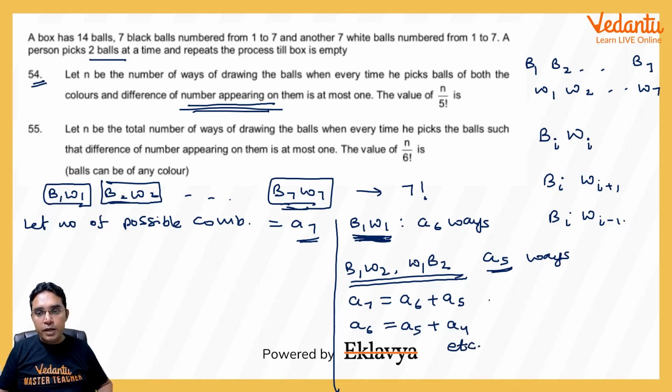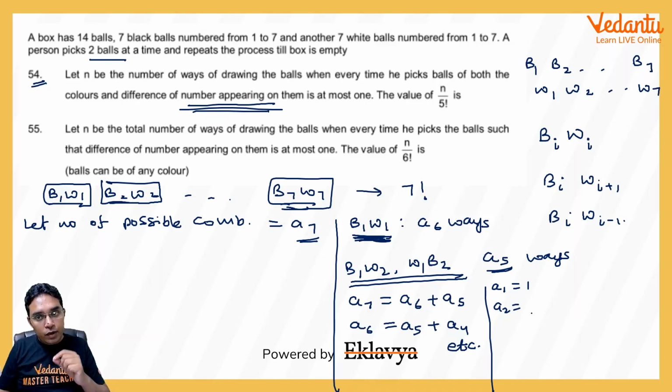Now what is to be done now? I think we have to write A1. That is very easy to say. It will be just one, isn't it? Because B1, W1, just one way to combine them. A2, if you do, it will be either B1 will go with W1, B2 will go with W2, or you can do cross. So there will be two combinations.